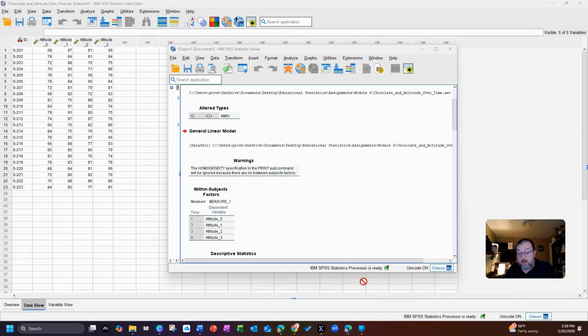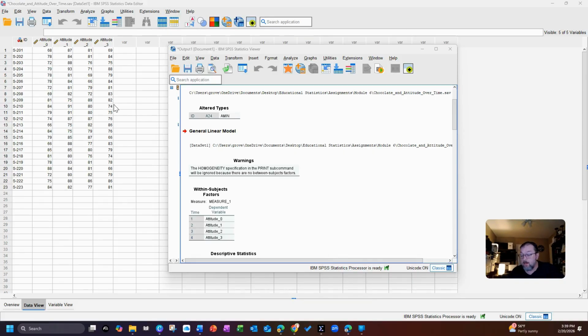I'm opening the repeated measures dialog box, and I'll rename the within subjects factor to time, enter 4 for the number of levels since we have 4 measurement occasions, and click add and define.